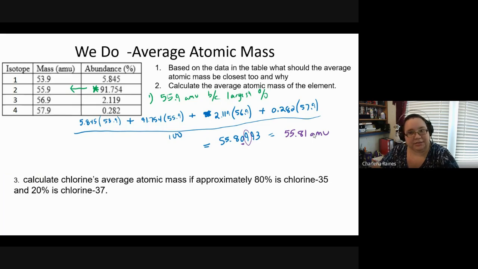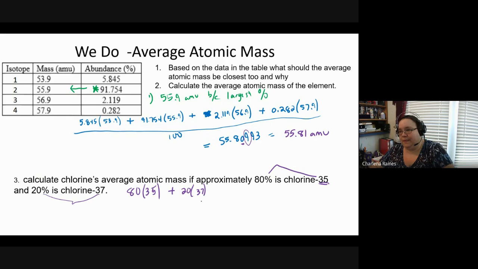So number 3, it's more like the first one we saw. It's also a lot easier because there's only 2 isotopes. The largest isotope being chlorine-35, so my mass should be closest to 35. I multiply the percent abundance times the isotopic mass, plus the other isotope times its mass, all over 100. Again, this is not the only way to do this calculation, but it is the most mistake-proof method of doing this calculation.